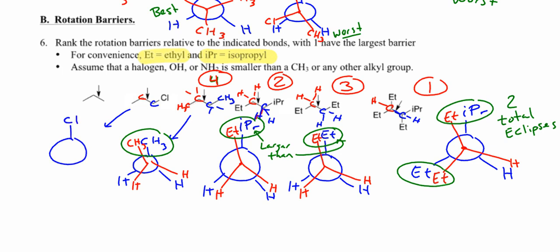This one would look like this. It says it right here, halogens are smaller than methyls. So this is even smaller than the previous problem. So this is 5.